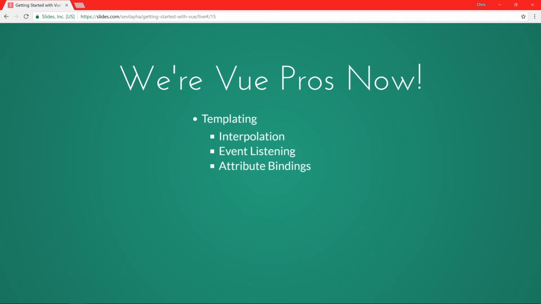We did some templating, right? We did interpolation, we did event listening, and we did attribute bindings, like attaching styles and classes based on our data variables. We have bound data using v-model, and that is mostly useful for forms and inputs and checkboxes and things like that. We have worked with lifecycle hooks a tiny bit. You are mostly going to use the created lifecycle hook.